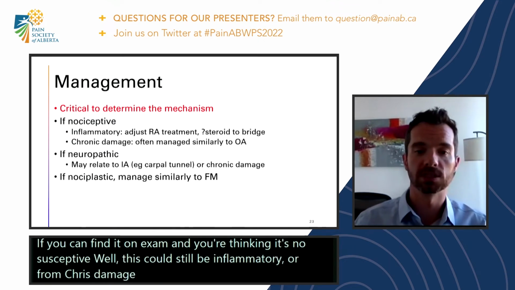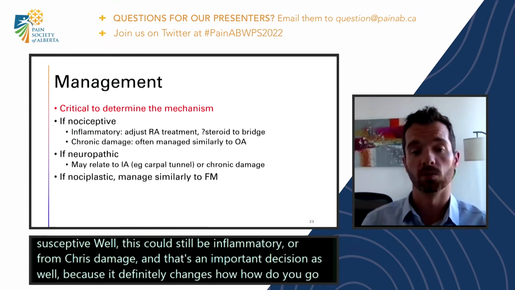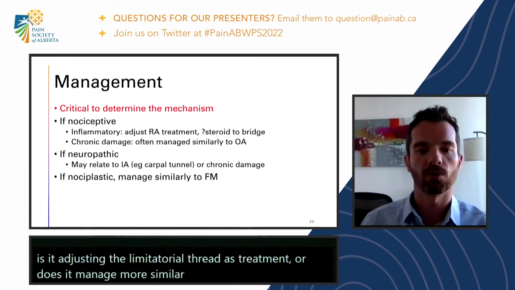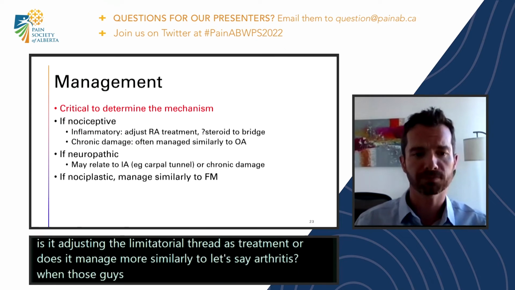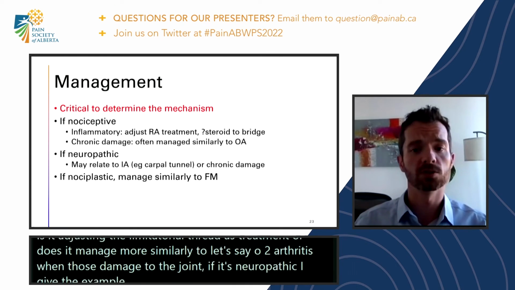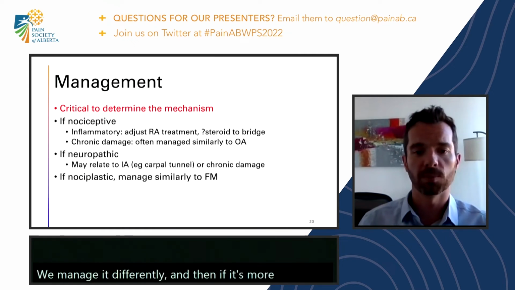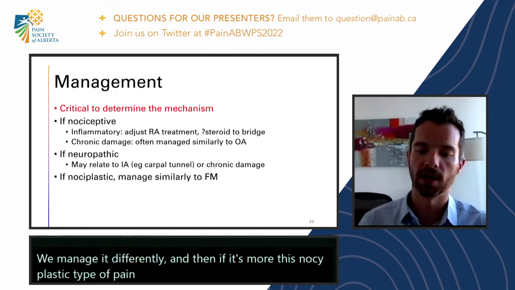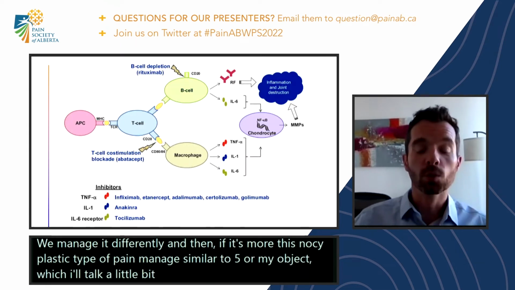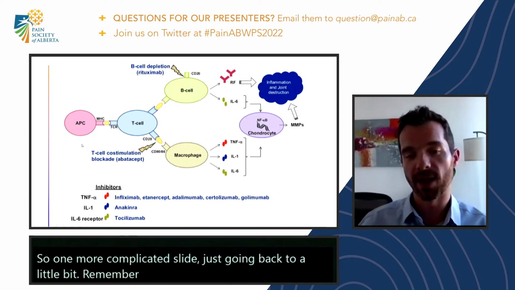And that's an important distinction as well, because it definitely changes how you go next. Is it adjusting the rheumatoid arthritis treatment, or is it managed more similarly to, let's say, osteoarthritis when there's damage to the joint? If it's neuropathic, I gave the example about carpal tunnel syndrome, we manage it differently. And then if it's more this nociplastic type of pain, we manage similar to fibromyalgia, which I'll talk a little bit more about.